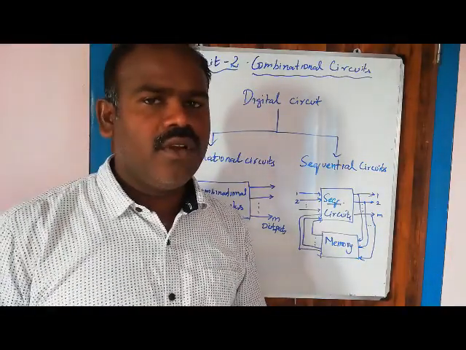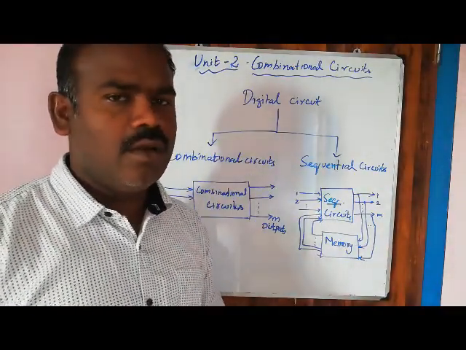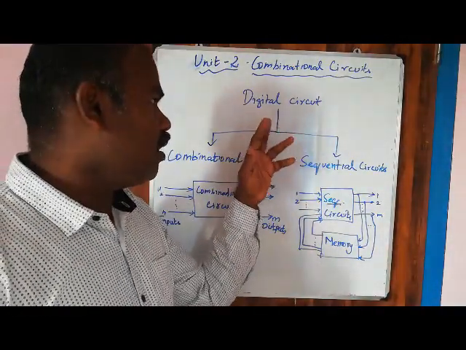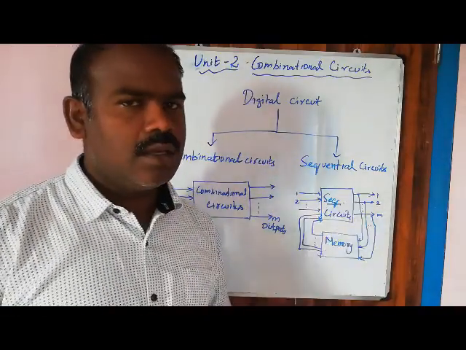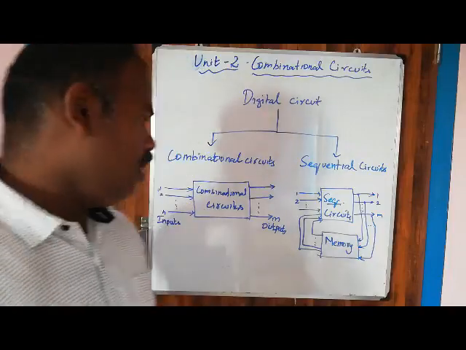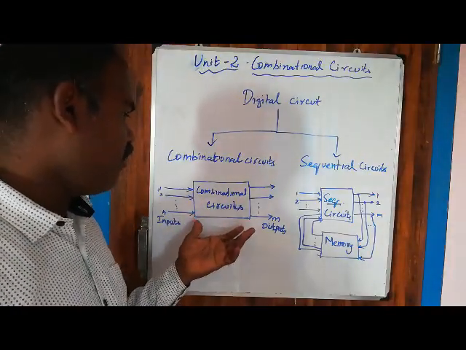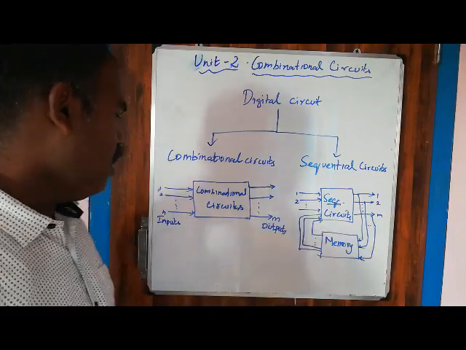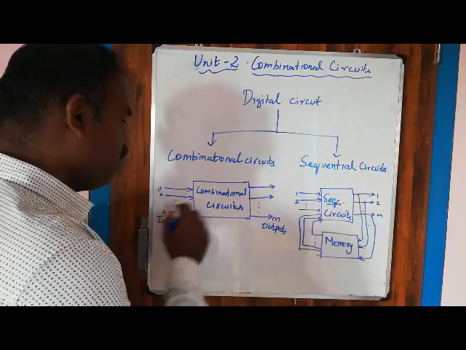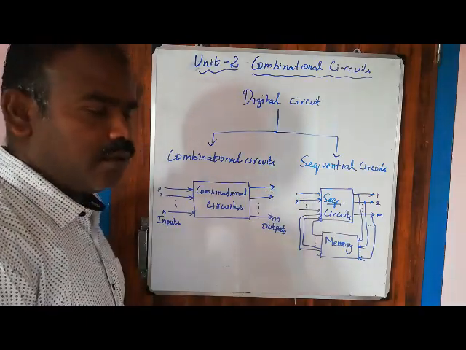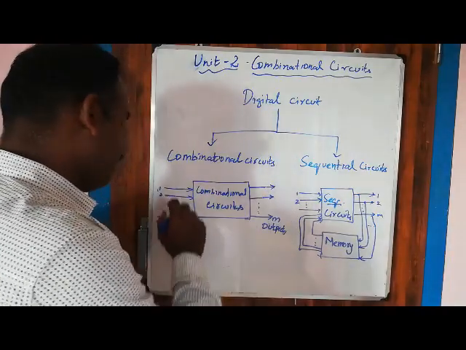Before that we have to know the two types of digital circuits. Mainly digital circuit can be divided into two circuits. One is combination circuit, another one is sequential circuit. Here the block diagram of combination circuit and sequential circuit. In this combination circuit, it consists of m number of inputs and m number of outputs. The output depends upon only the inputs.